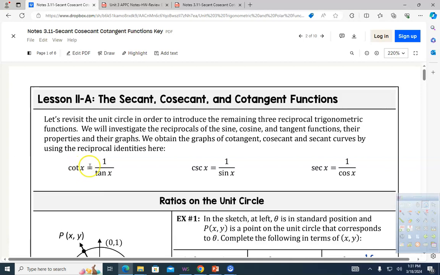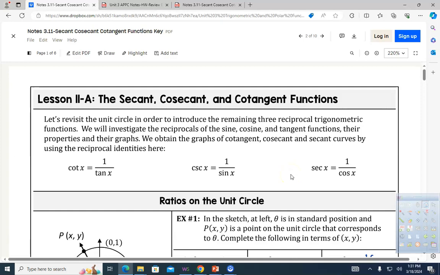So cotangent is the inverse of tan. It's 1 over tan. You can also think about it this way. If tangent is y over x, cotangent would be x over y. Okay. Cosecant is 1 over sine. So if sine is opposite over hypotenuse, cosecant is hypotenuse over opposite. And secant is 1 over cosine. So secant would be h over a instead of a over h.